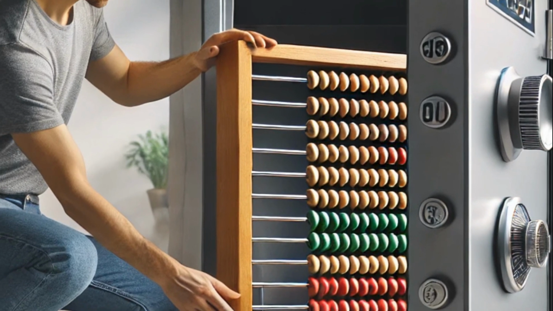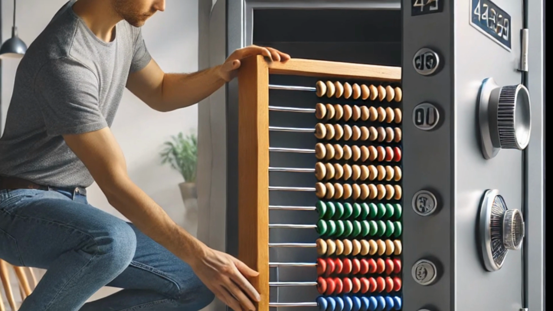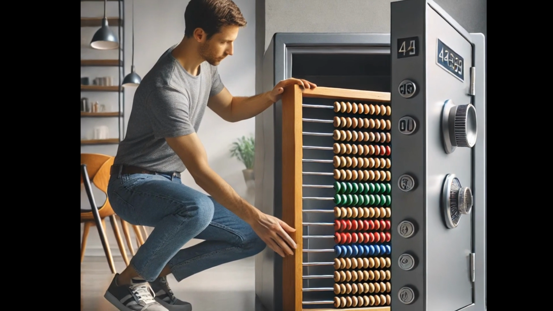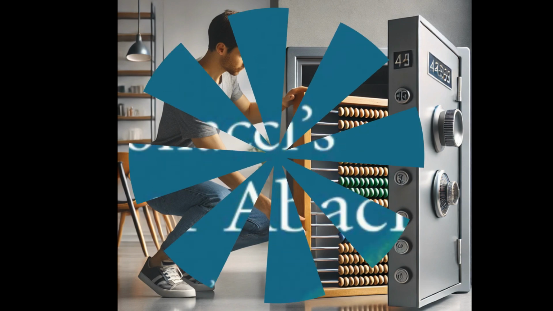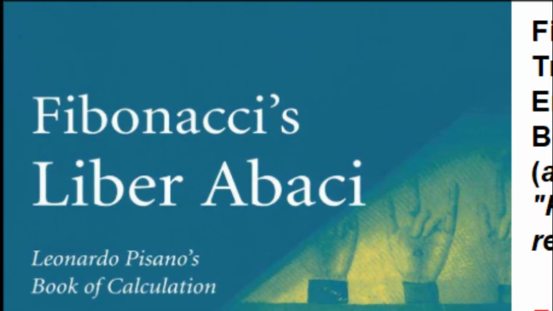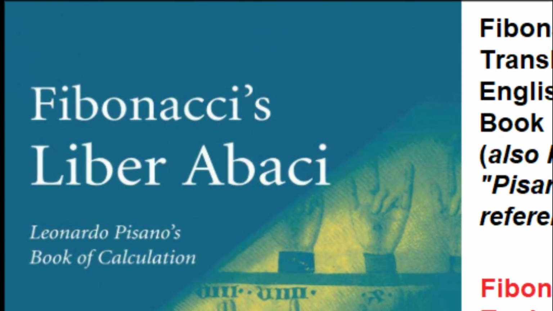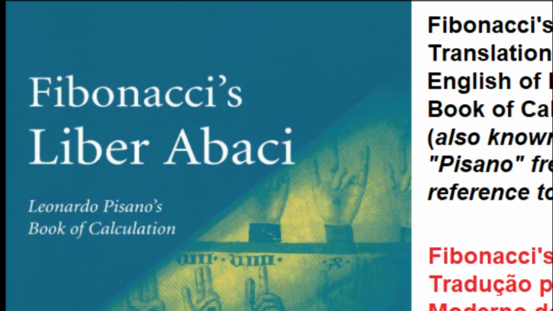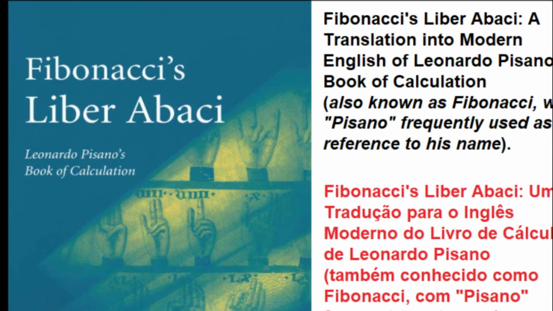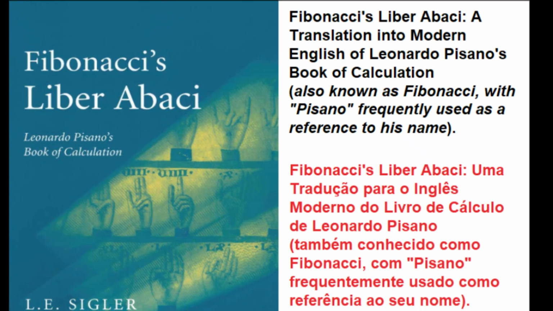Indeed, Indian and Arabic mathematicians abandoned the abacus early on, as written notation proved more efficient. A fascinating detail. While Fibonacci's Liber Abaci is often translated as the Book of the Abacus, most scholars agree it is better rendered as the Book of Calculation.